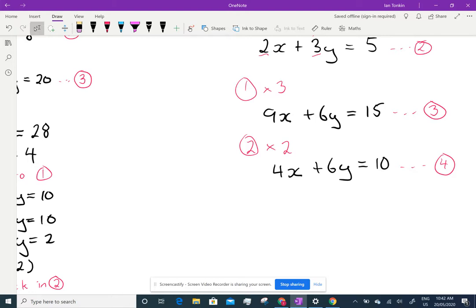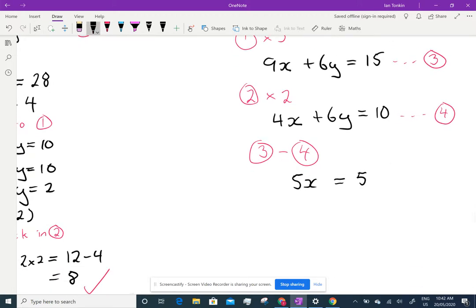Well, I'm lucky the bigger x is on top, so I'm just going to go equation number 3 minus equation number 4. I could go the other way. You'll still get the correct answer, but it's just easier to do the subtraction this way. 9x minus 4x is 5x. 6y minus 6y eliminates, and 15 minus 10 is 5. Now I've got a really simple equation, and I solve it. I divide by 5, x equals 1.